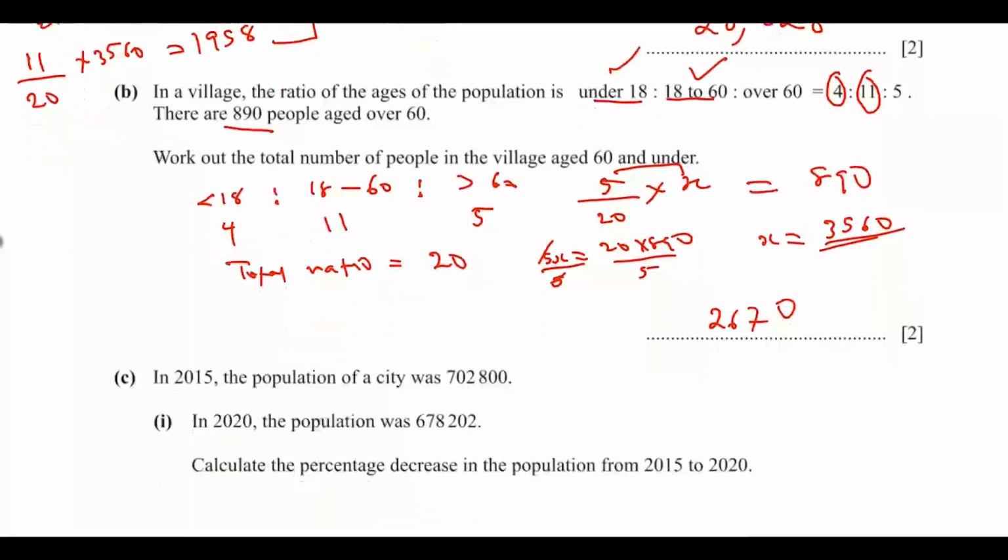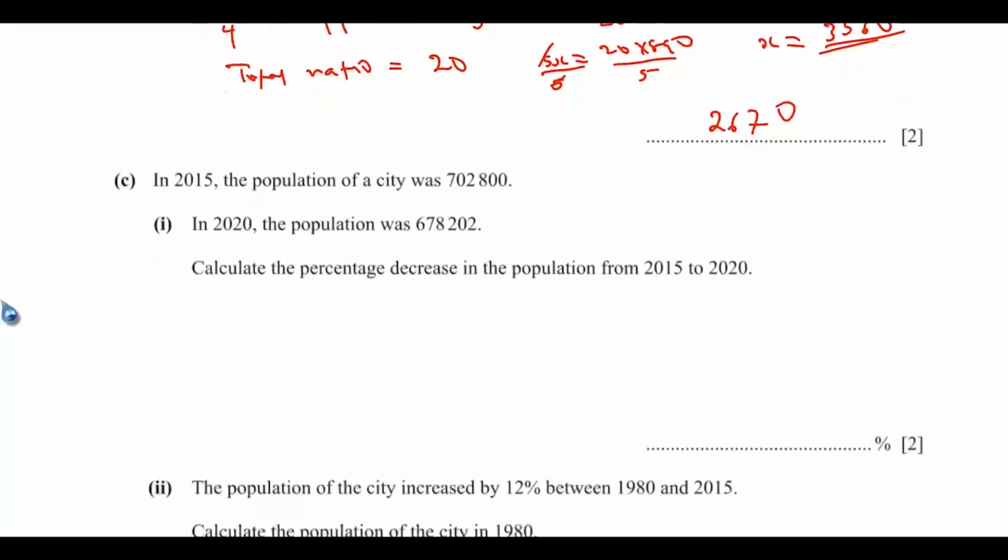Let's go to the next part. Part C. In 2015, the population of a city was this. In 2020, the population was this. Calculate the percentage decrease in the population from 2015 to 2020.